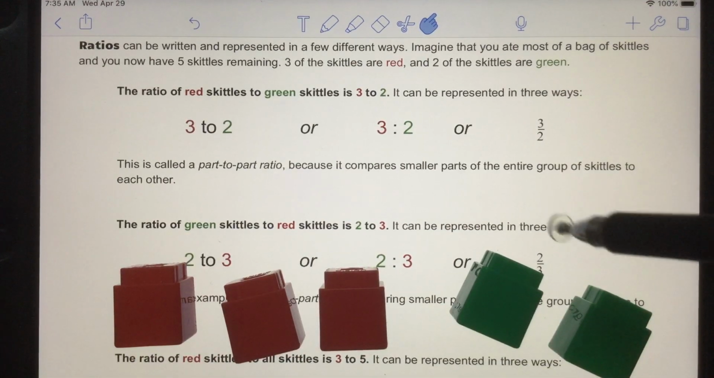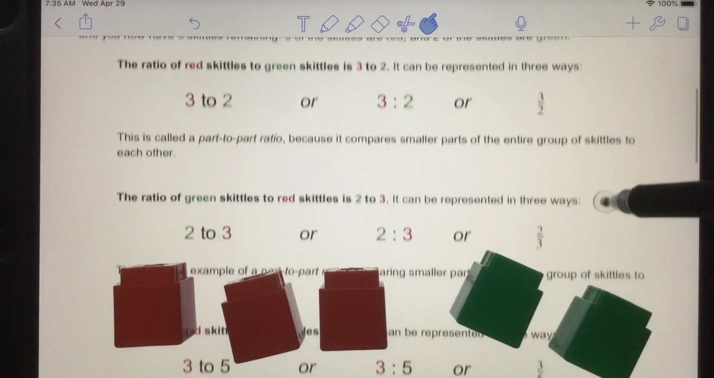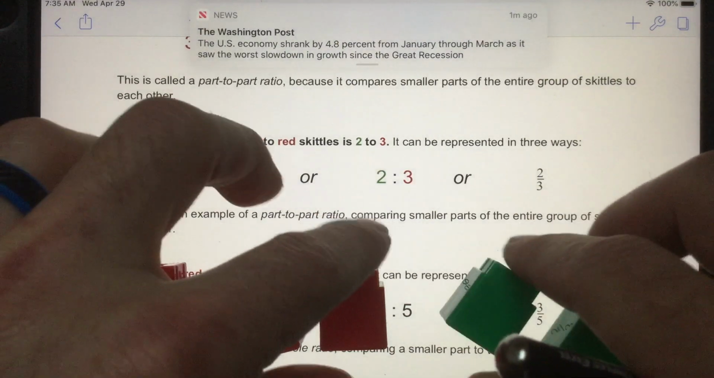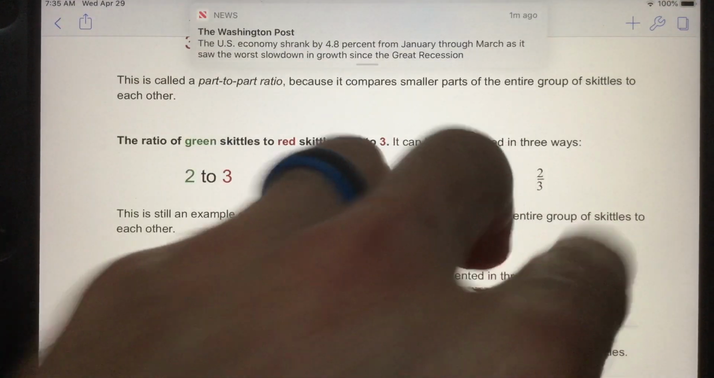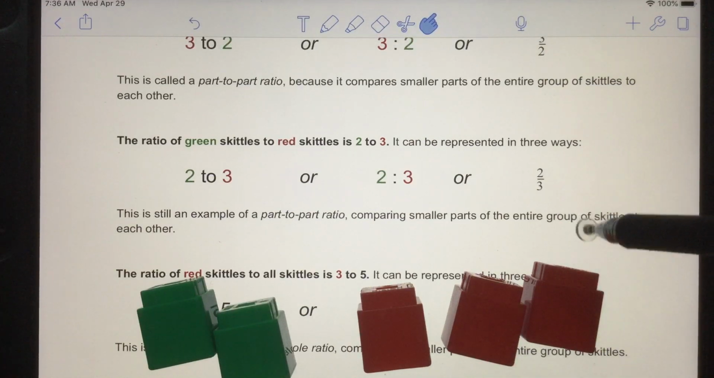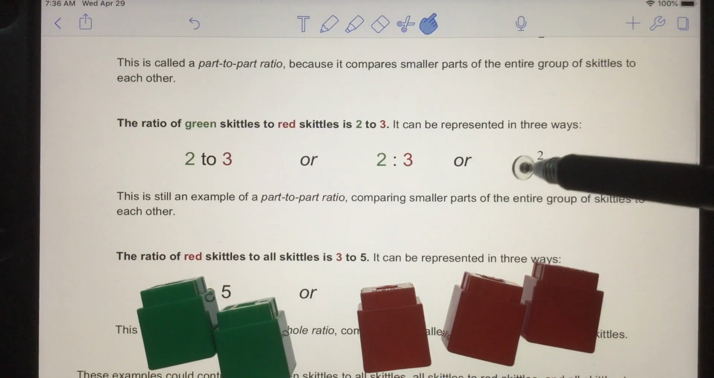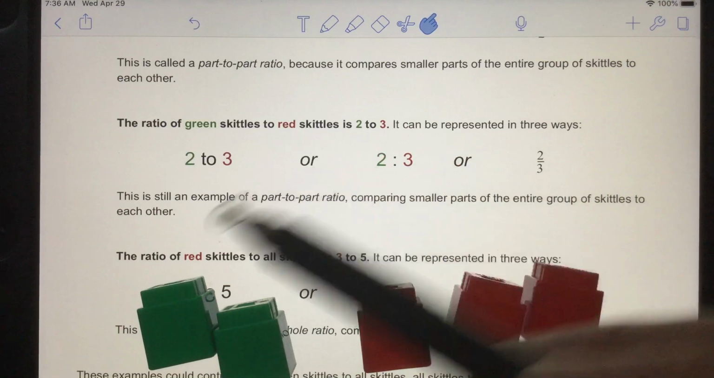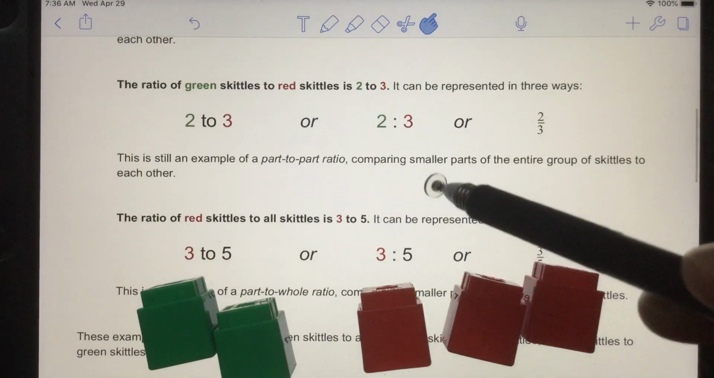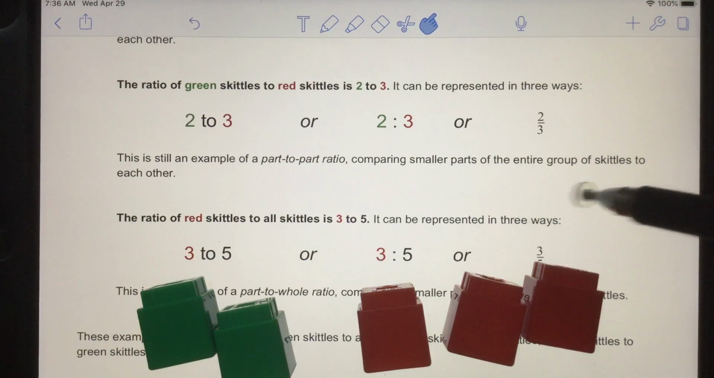And I can go ahead and spin these around, flip them around, the ratio of green to red. So we could do this here, the ratio of green to red is now 2 to 3. It can be represented in those same 3 ways, right? And it's still an example of a part-to-part ratio comparing smaller parts of the entire group.